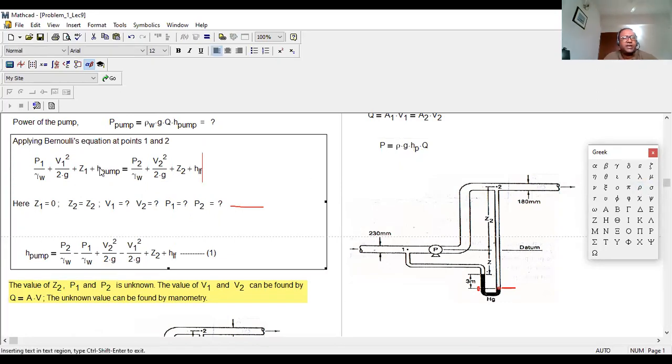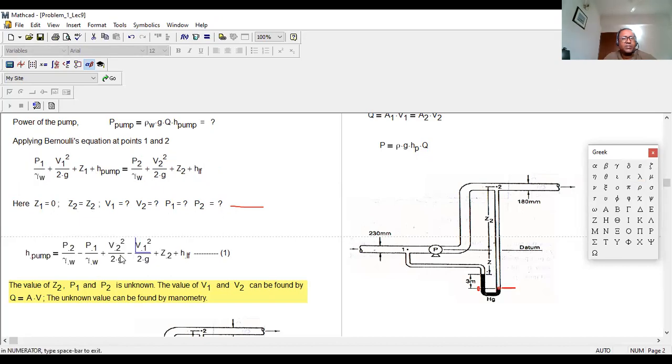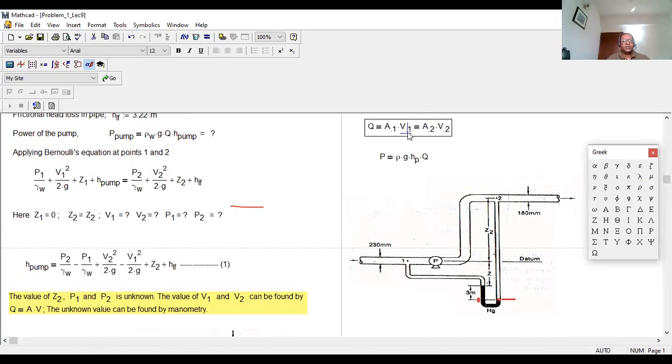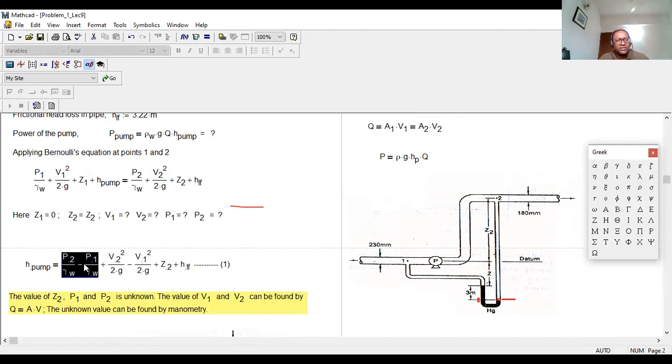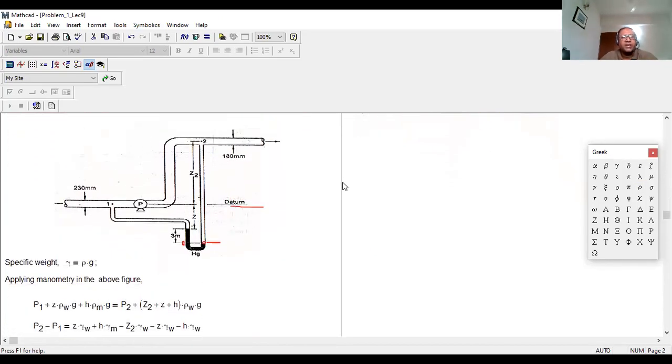So in the equation, you see there is H pump. So H pump equal to P2 by gamma W minus this term P1 by gamma W, then this velocity term, right? Velocity we can figure out from this equation. But now how will we figure out this difference? This one we can write down as P2 minus P1 divided by gamma W, right? So this one we can easily figure out by applying manometry between this point and this point. Okay, so let's see how we can figure out the manometry.